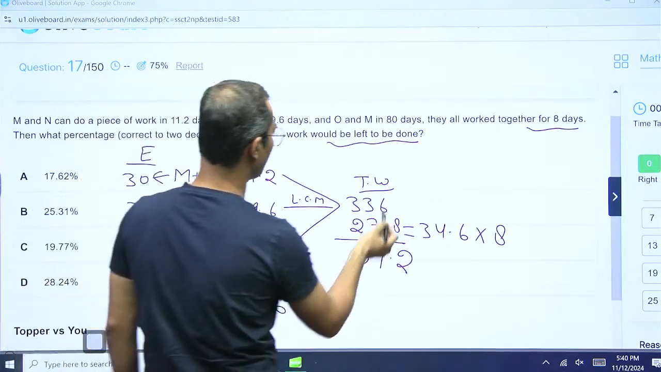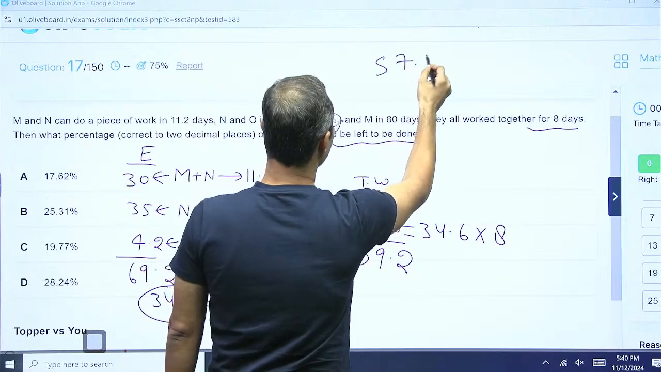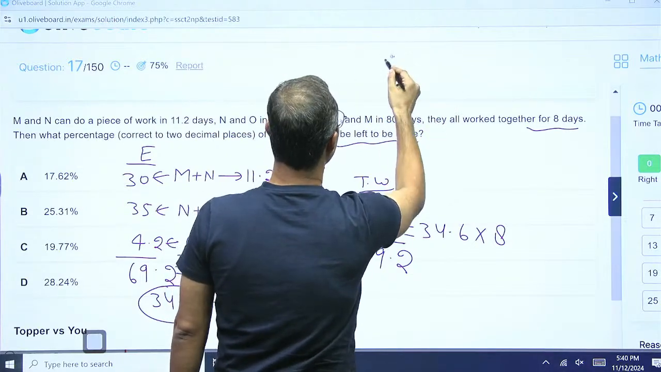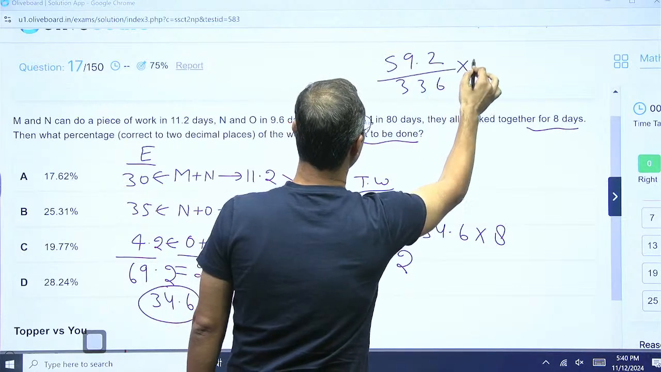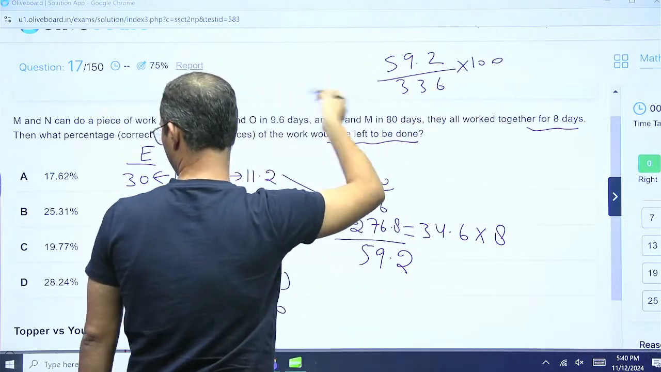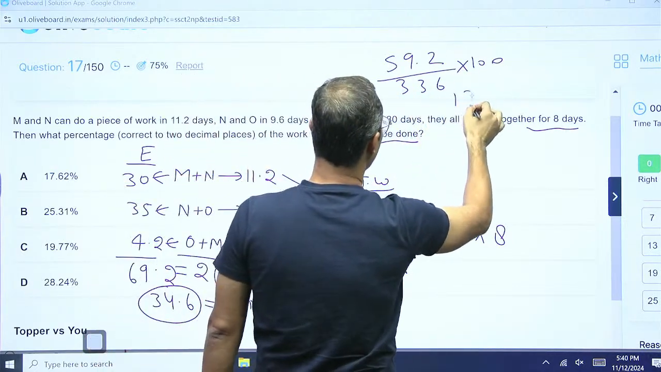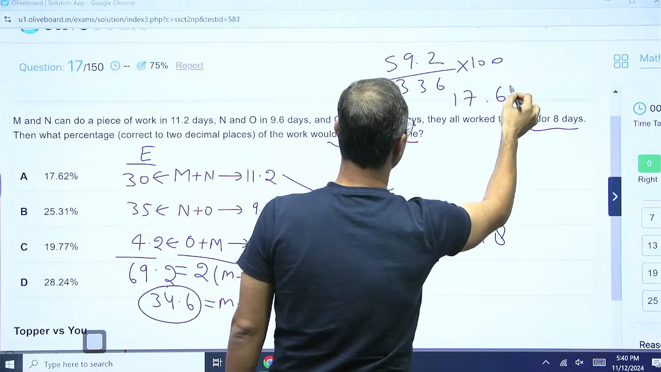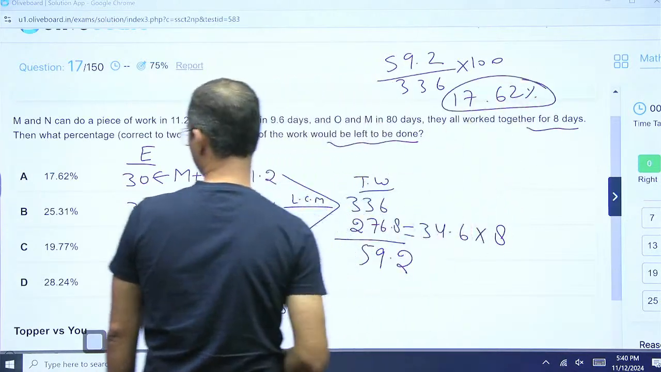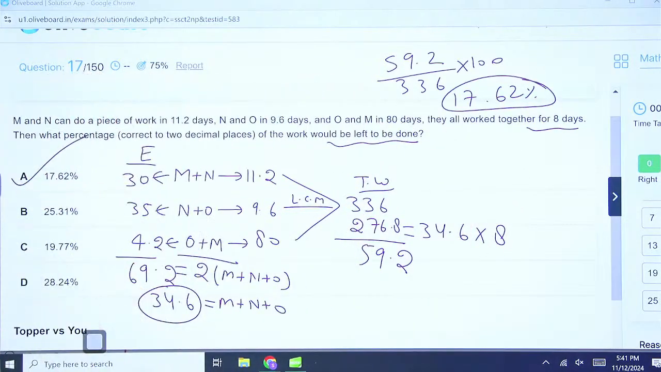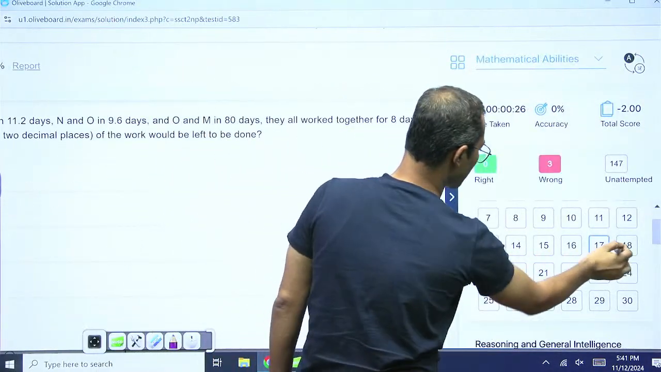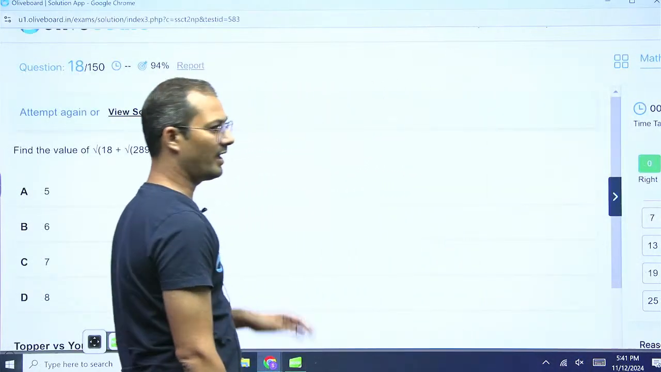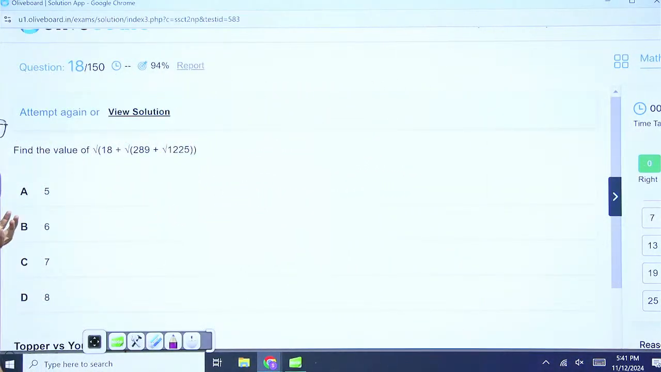So now we have to calculate the percentage. 59.2 divided by 336 into 100. So this is the target. So we can say that after solving this we will get 17.62%. So A part is the right answer. Yes, A part is the right answer. So this is the very calculative question. So you should ignore such kind of question at first sight, right? And attempt or try this question later on.